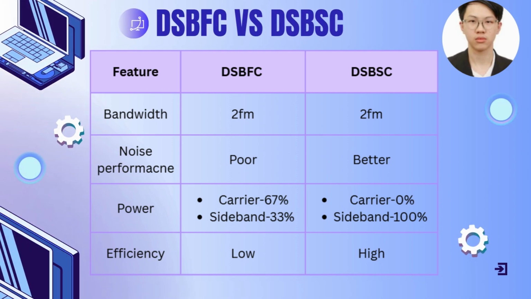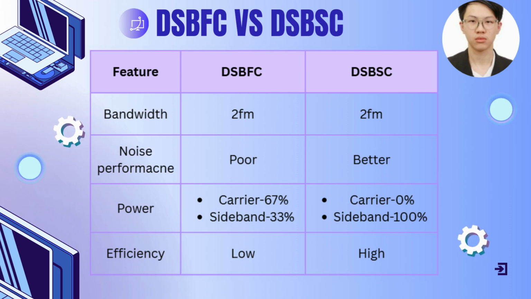Next, let's compare these two signals. Firstly, both signals have the same bandwidth, which is 2 fm. The bandwidth is between the upper sideband and lower sideband of the two signals. In addition, DSBSC has better noise performance than DSBFC.